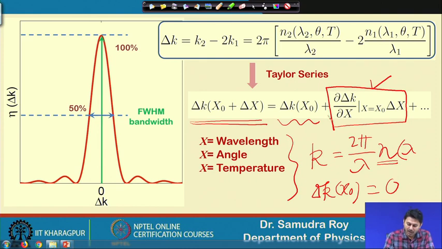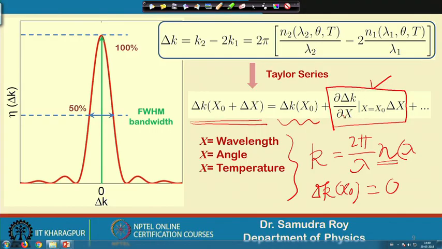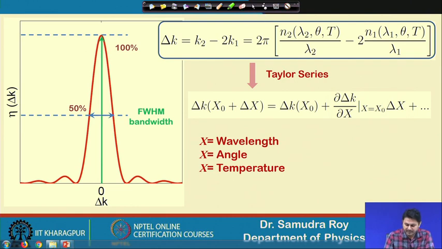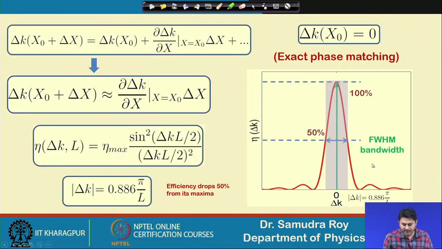So, we need to know how the delta k is changing as a function of x; x may be wavelength, angle or temperature, as I say. So how these things are changing, at what rate, and if I multiply it with delta x, we can find the total amount of change in delta k because of the change of delta x. So, next we are going to find what is basically the value.